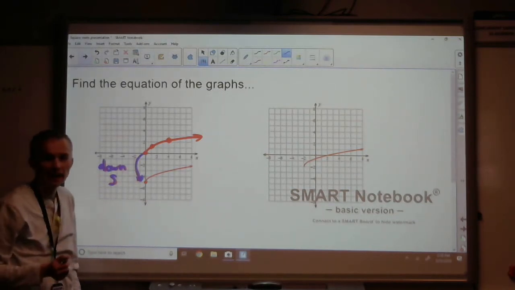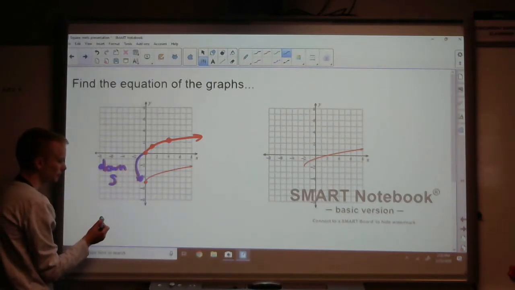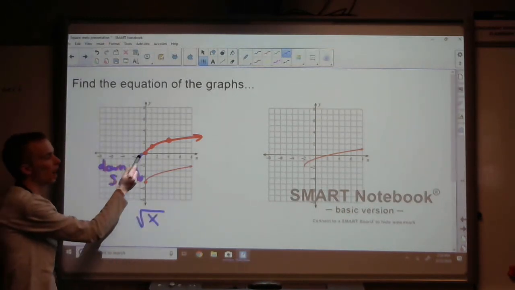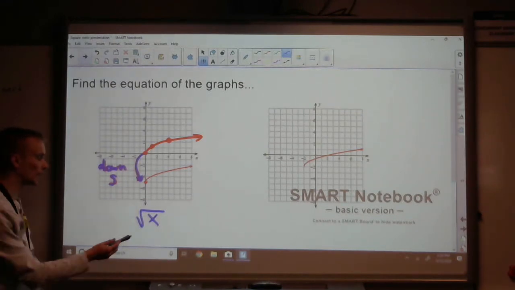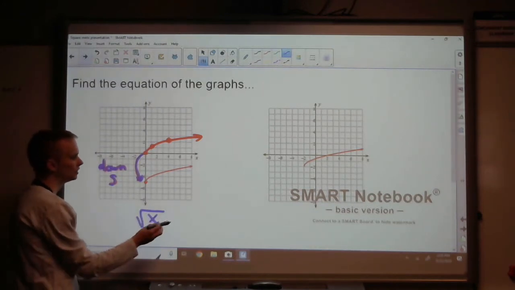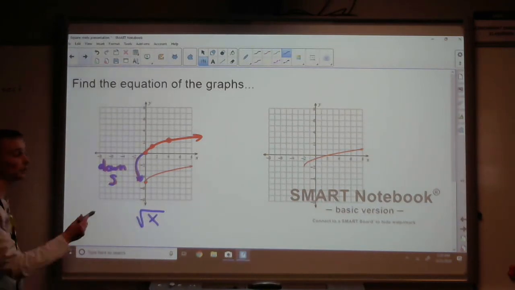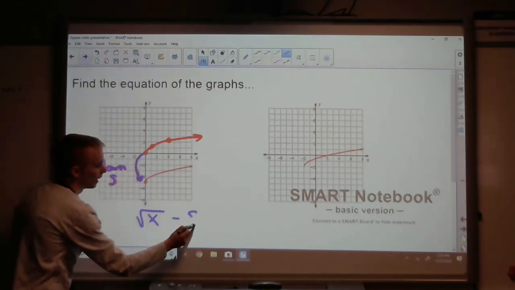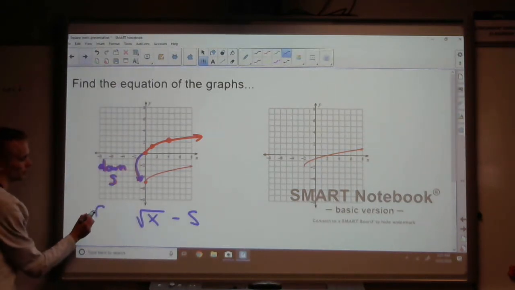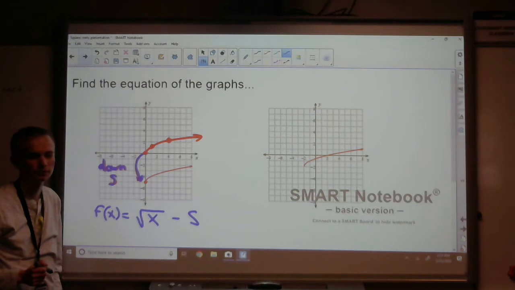So in order to get that to work in my equation, what I just need to do is, my regular equation is the square root of x. I'm not moving it left or right, so I don't need to put anything inside the square root. Okay? But I do move it down, so I need to put something on the outside of the square root. And since I moved it down 5, I would do -5 on the outside. Okay? So this would be f of x, would be the square root of x minus 5. Okay?